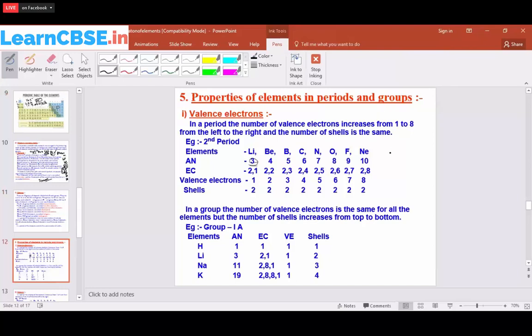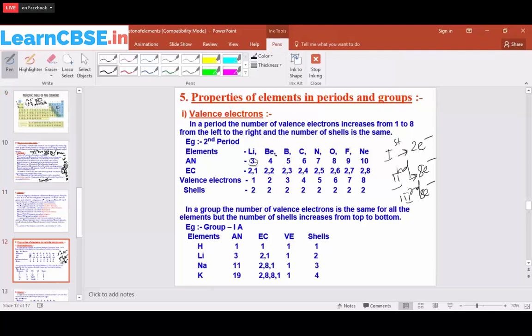So always the first shell occupies 2 electrons. The second shell occupies 8 electrons. The third shell occupies 8 electrons. Okay, so now here lithium has 3 electrons. Out of the 3 electrons, 2 electrons we have placed in the first shell and 1 electron we have placed in the second shell.